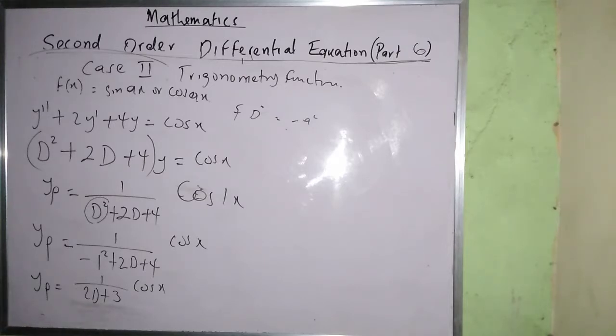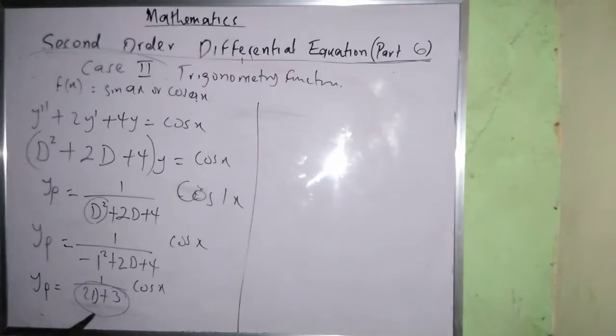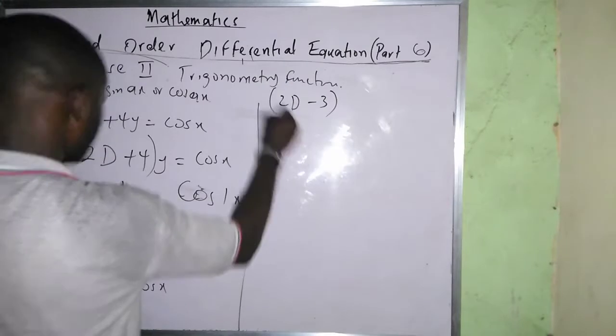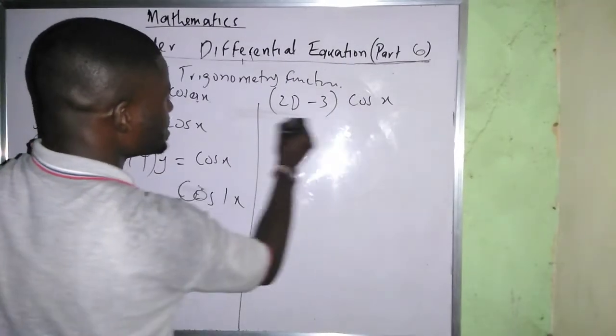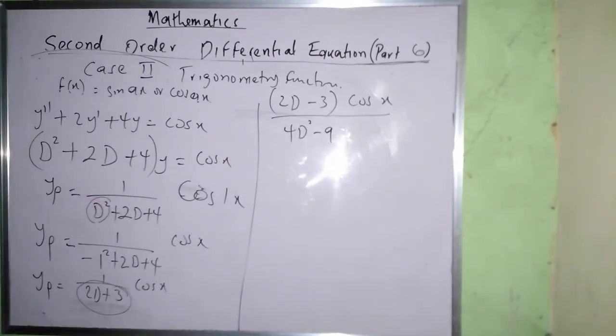I will now move on to the next one. What can I do? If I need this square, I don't need this one. I need this square. Now, how do I generate this square? I can rationalize the denominator. I will conjugate and rationalize it. If I conjugate and rationalize it, I'll be having 2D minus 3, bracket of cos x, divided by 4D squared minus 9. That is what I mean there.